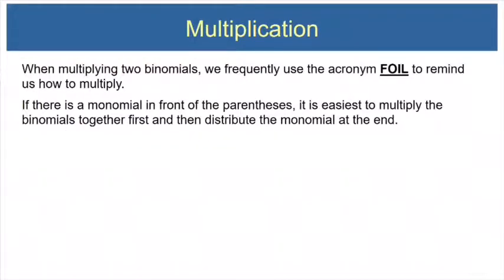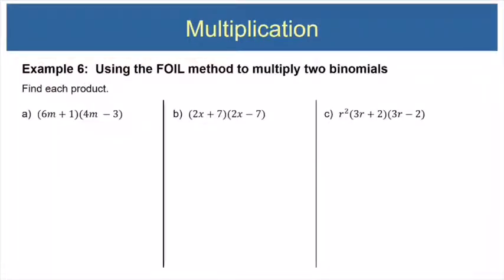And that's because if you distribute anything into that first set of parentheses, it's going to make the numbers or the exponents bigger, sometimes both. It depends on what the monomial is. So in order to keep the numbers as small as possible while you're using the FOIL method, do the FOIL method first and then distribute the monomial. Let's look at a few examples together.